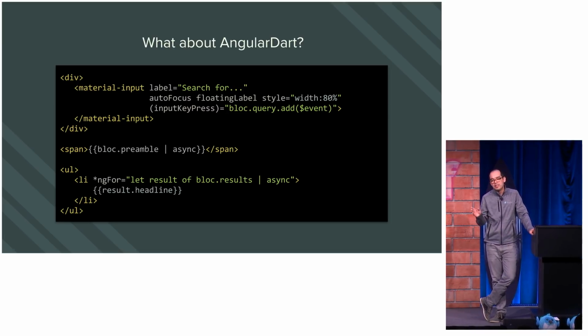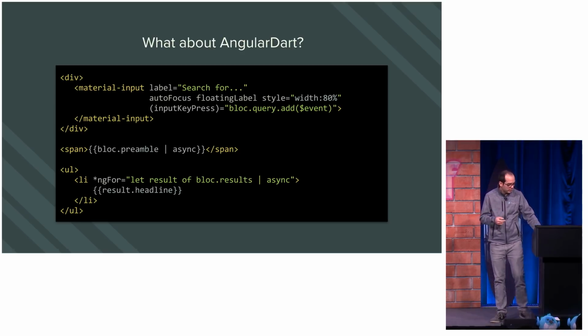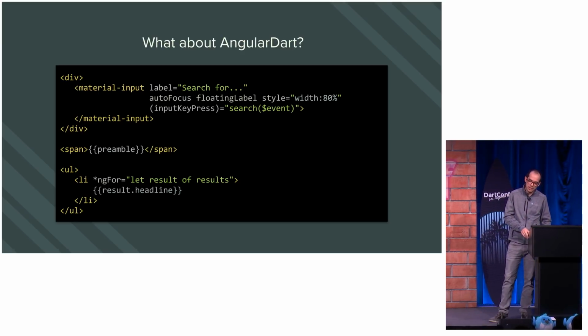So instead of calling a method on the component, you directly add to the block. And instead of showing properties from the component, you access the streams from the block. And what the async pipe lets you do is use a stream as if it was a property. So your Angular code, I mean, yeah, you had to add some characters, but come on, that's good.